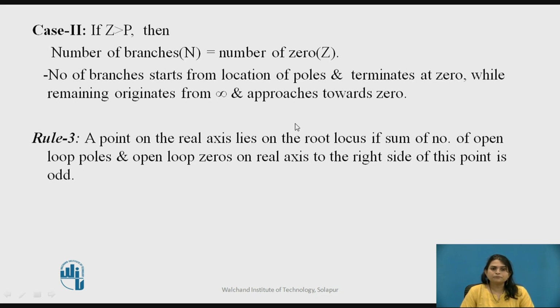Now in rule 3, a point on the real axis lies on the root locus if the sum of the number of open loop poles and open loop zeros on the real axis to the right side of this point is odd.